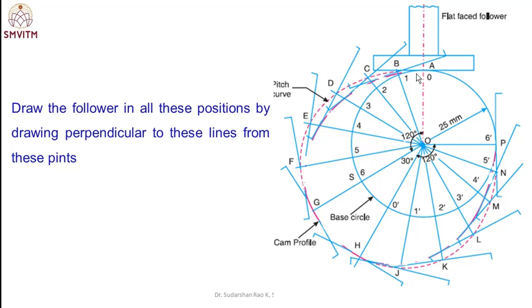That is not only one direction, that is B to A and B to C. Both the directions, 1 centimeter each. Okay, this is the flat face follower. From all these points draw perpendicular to these lines, that is OB. From the point B, draw a line perpendicular to OB. From the point C, draw a perpendicular to the line OC, like this.